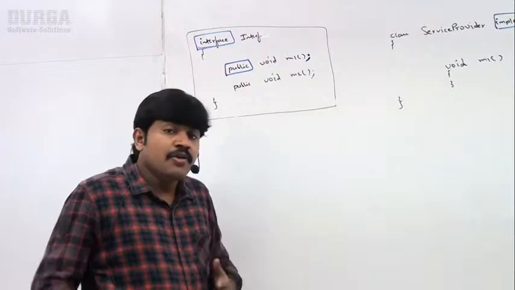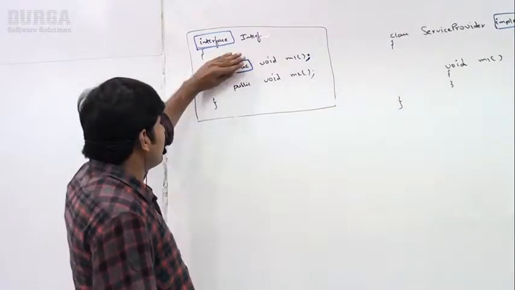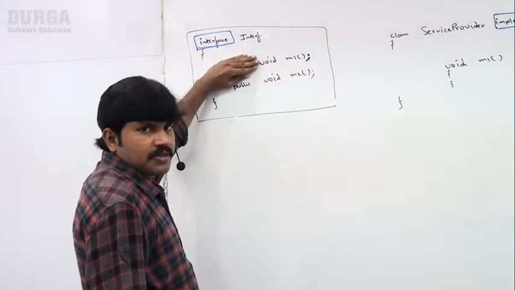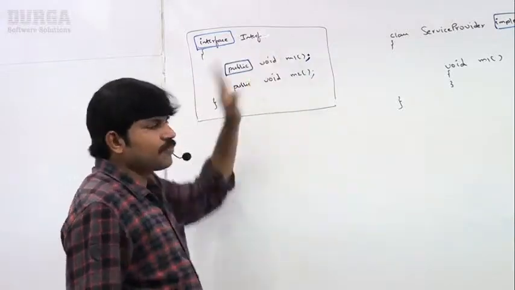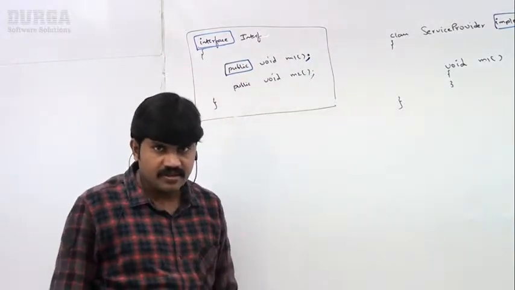It's always abstract. Whether we are declaring it or not, even if I'm not writing public here, observe carefully, it's always public by default. If you are seeing this, it's always public and abstract, whether we are declaring it or not. Have a look once.